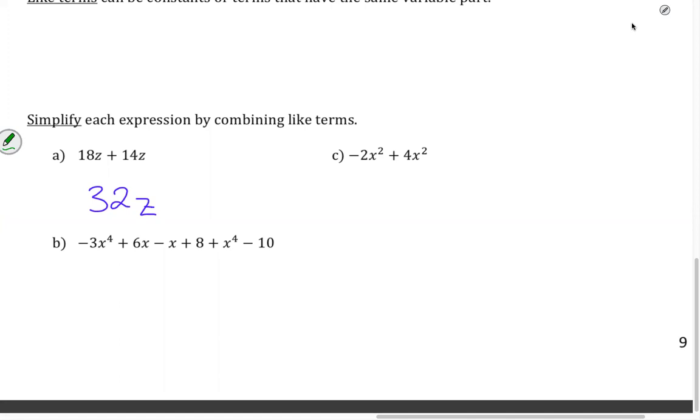Let's pick on Isaac. Isaac, what'd you get for C? Did you get it, Isaac? No? Okay. So what if I said, what is negative 2 plus 4? You would say? 2. So it's just 2x squared.